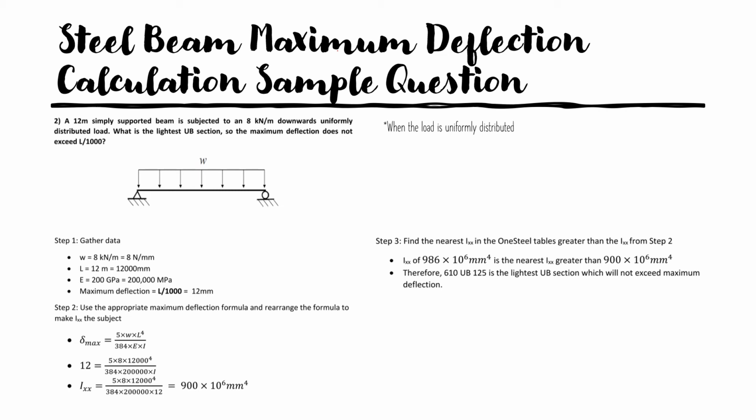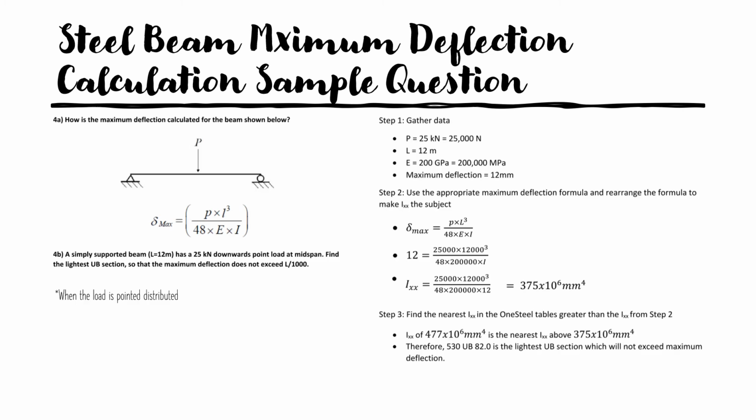exceed the maximum deflection. Moving on, what we have here now is another question for determination of the lightest UB section. However, for this question, the load on the beam is distributed at a point of this beam. Therefore, you will need to replace the formula of maximum deflection with a more appropriate formula for this scenario. All the other steps of solving this question will be identical to the previous question. I recommend you go through this question in your own spare time.